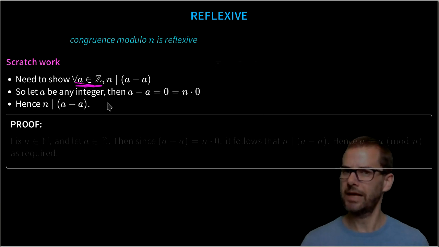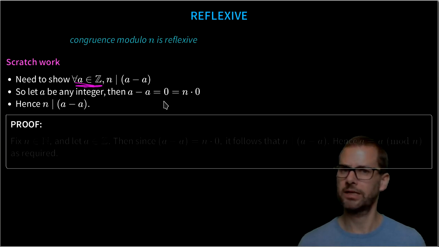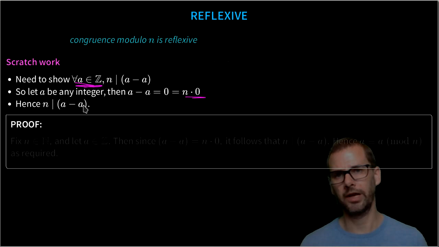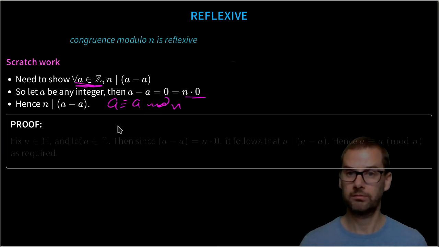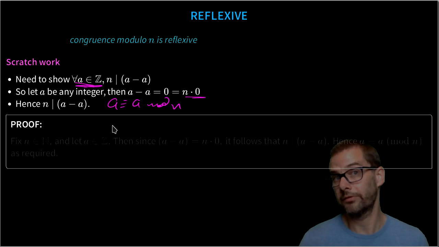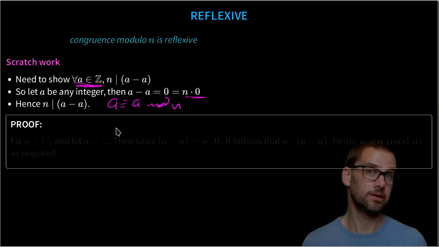If we let A be any integer, then because A minus A is 0, which is the same as n times 0, we know that n divides A minus A, and so A is congruent to A mod n, as required. So we can write that up pretty easily. It's going to be more or less just what we had there, just with a few more words to make it a bit easier for the reader to read.